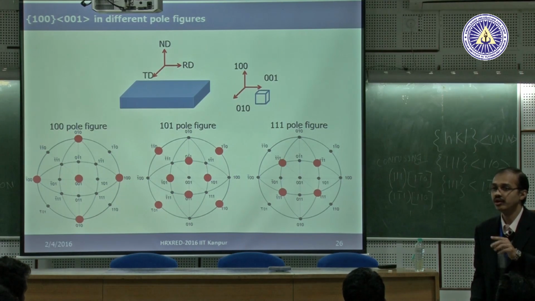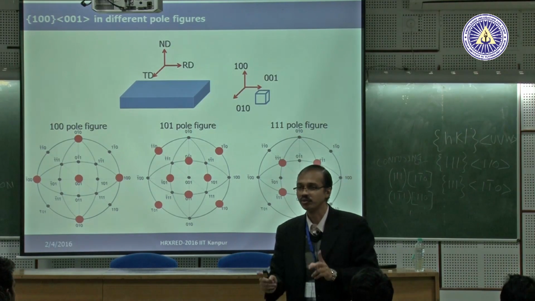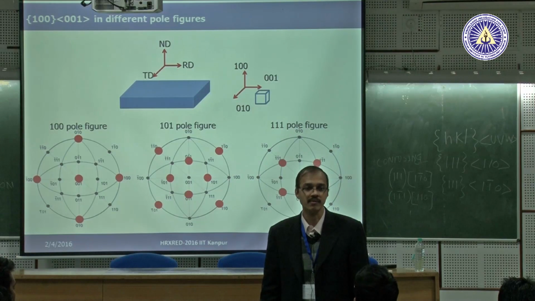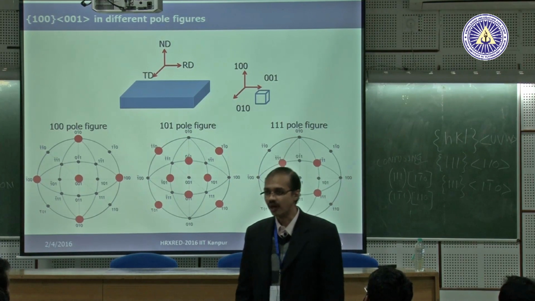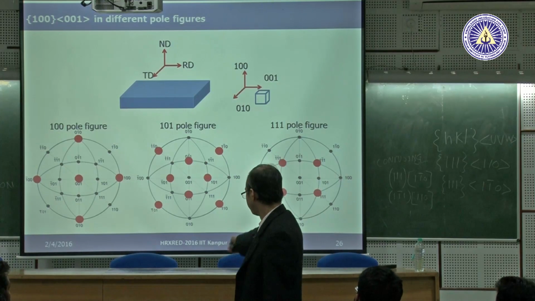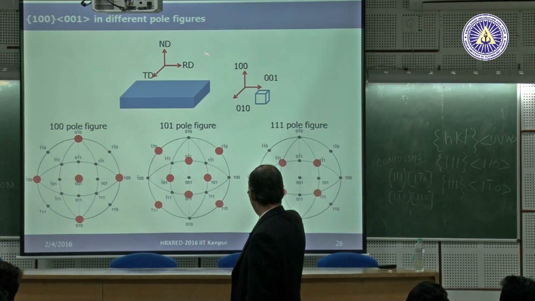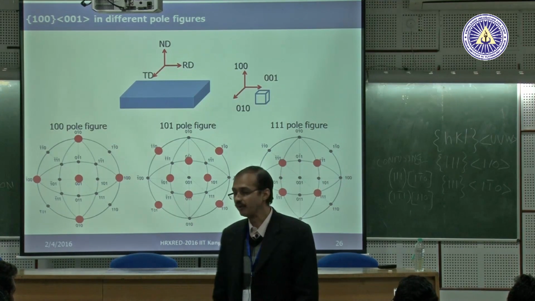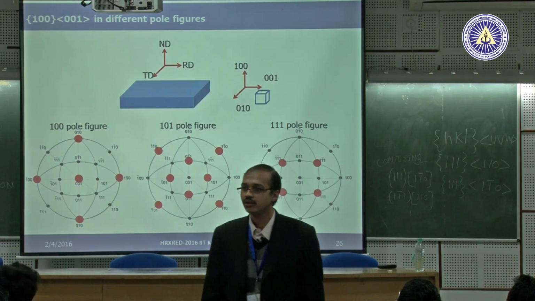So very simple, all of you know how to measure angles between two crystallographic planes. What is the formula? Cos theta is equal to? Yes. So now you know that in this case, 1, 0, 0 and ND are coinciding and 0, 0, 1 and RD are coinciding, right? Fine. So now I am saying, I am not looking at 1, 0, 0. I am looking at 1, 0, 1.